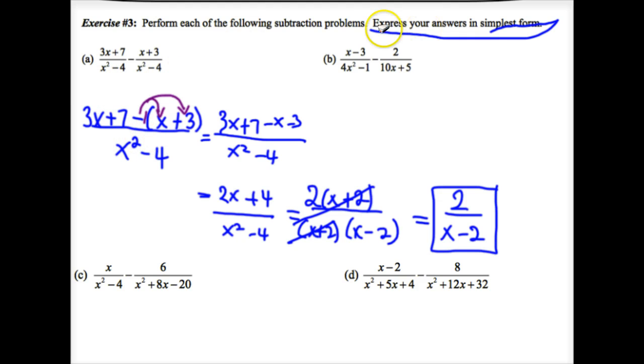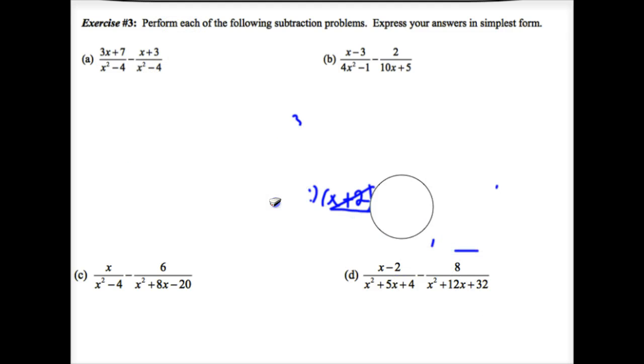Now pause the video, make sure you're able to copy this so I can take this off. Great, you got a chance to copy. Now let's get rid of this because I need space for B.